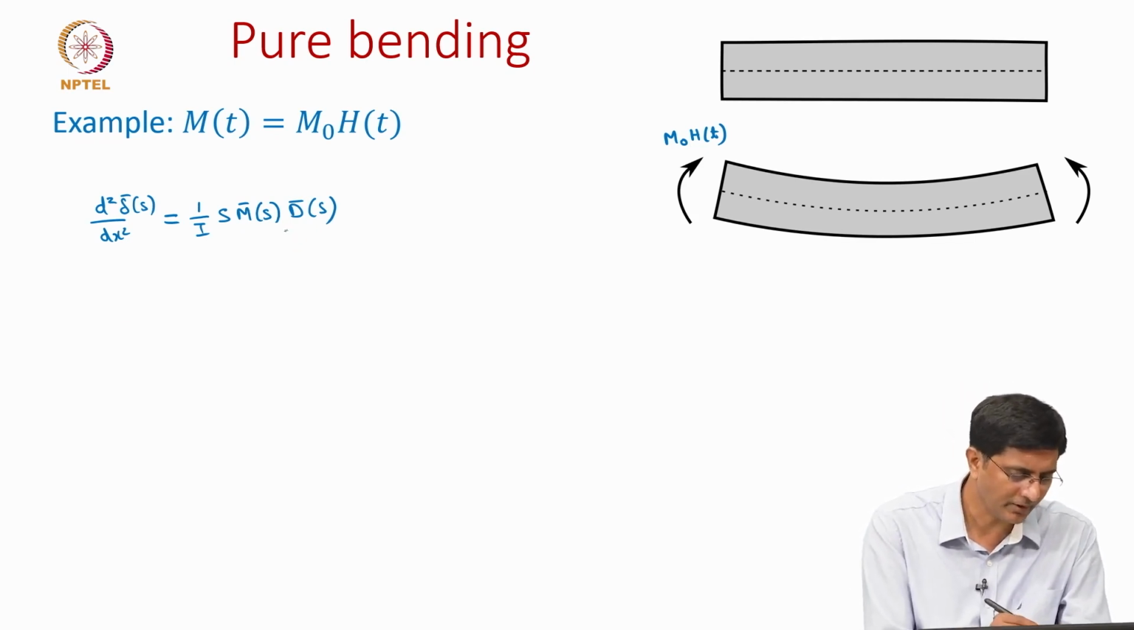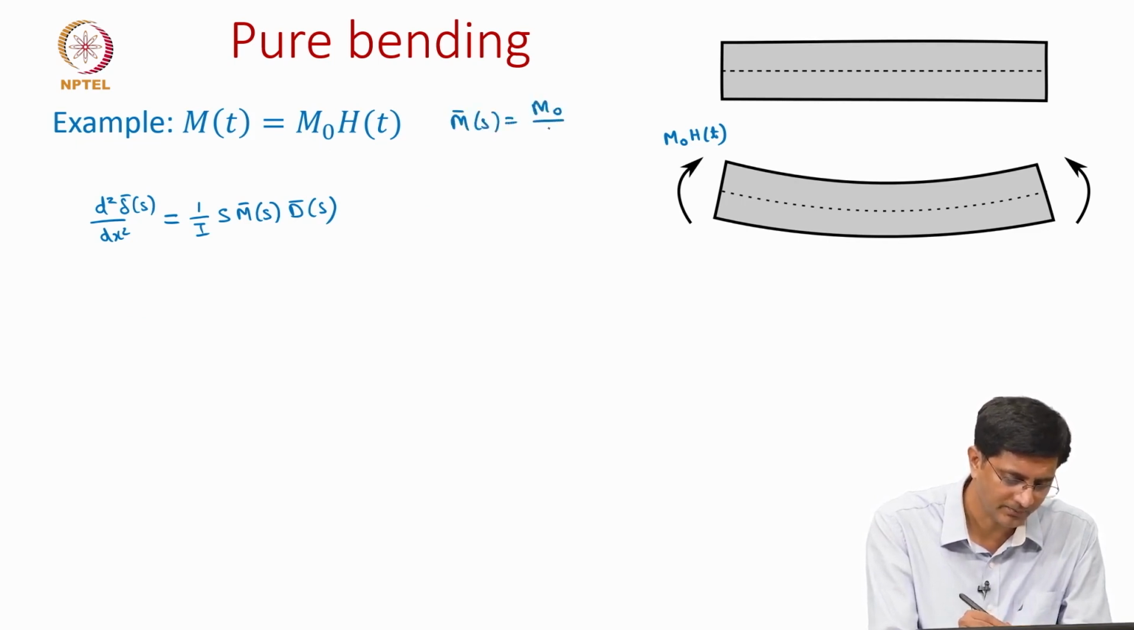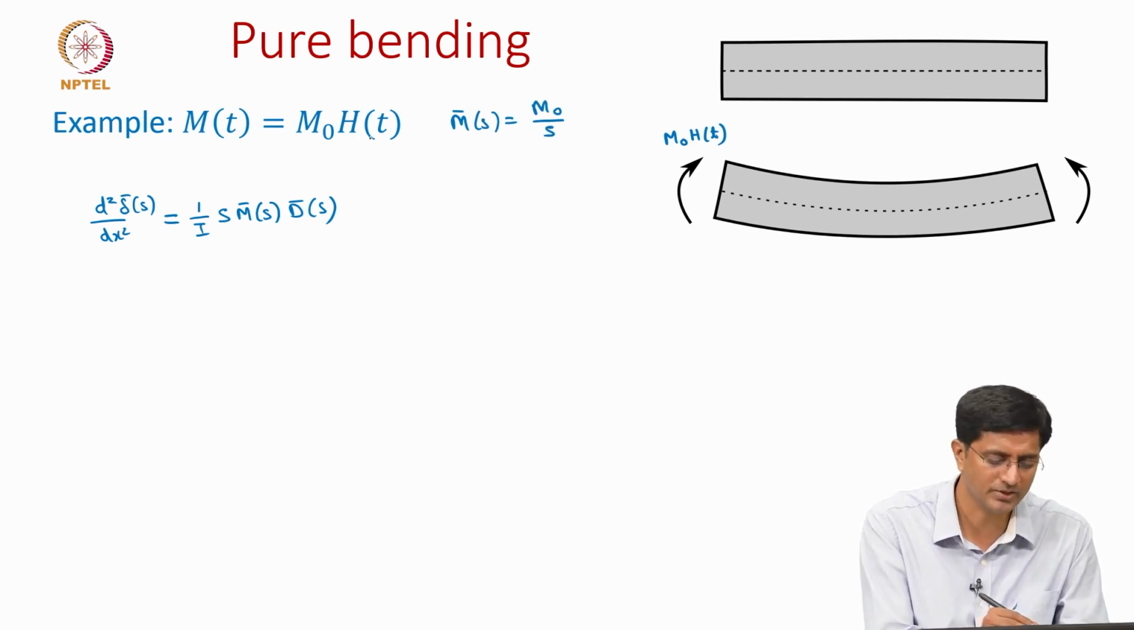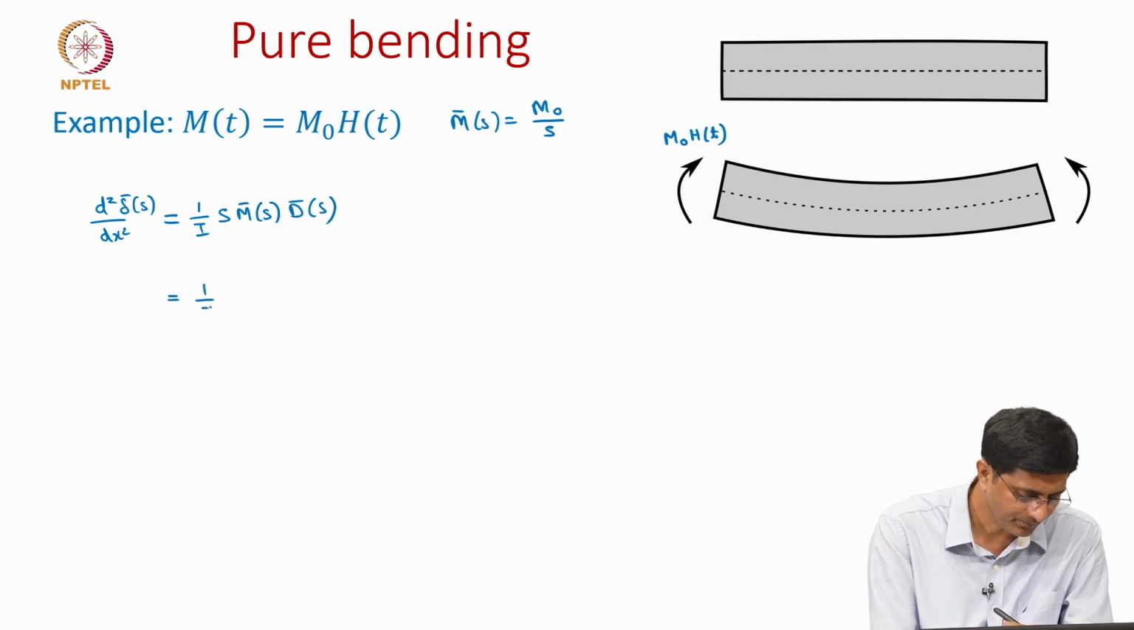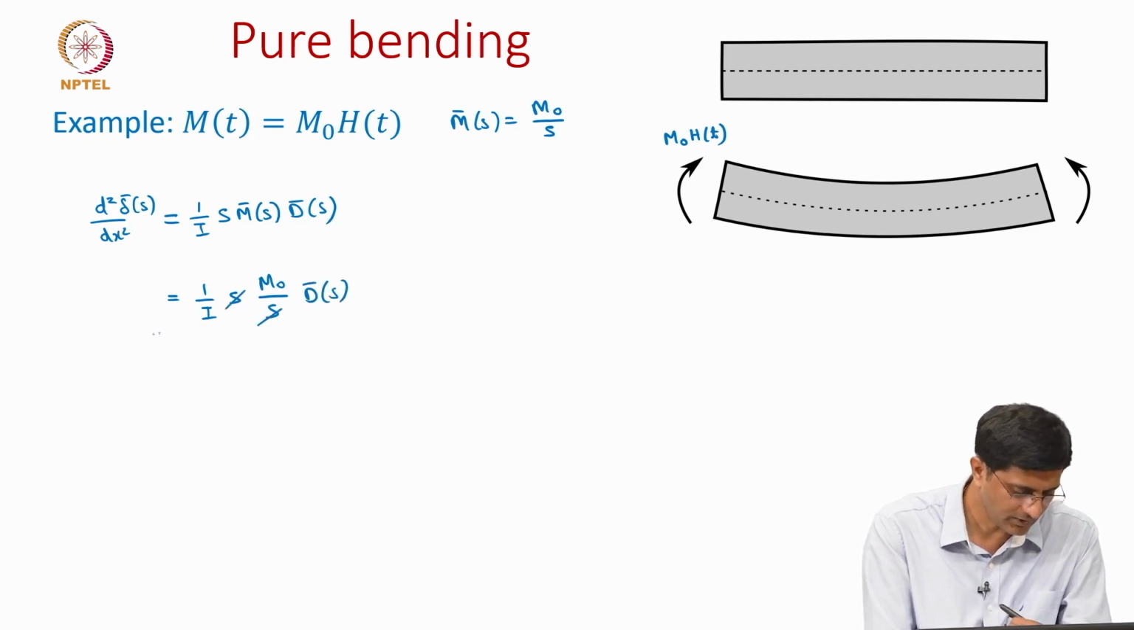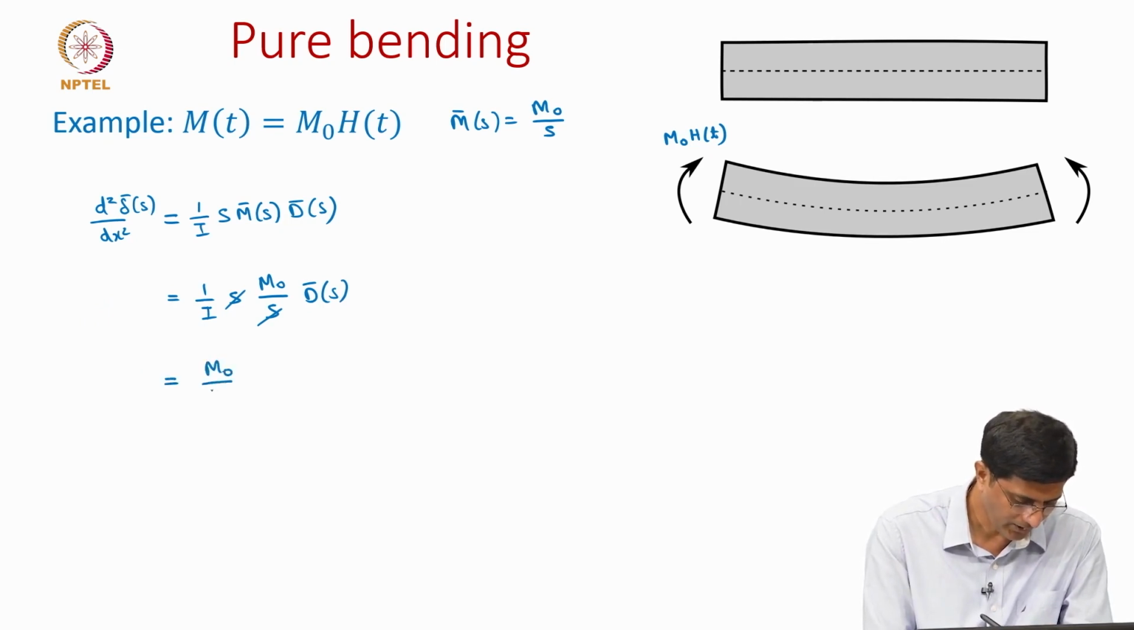Now, let us apply the loading. So, once we see the loading, in the transform domain M of s is simply M naught by s, because the Laplace of a step function is simply 1 by s. So, let us substitute that here. So, both these have cancelled out, and then what we are left with is M naught by I times D of s. These are in the Laplace domain.